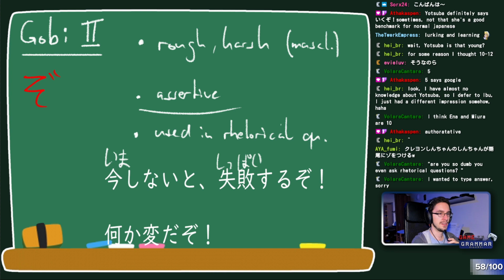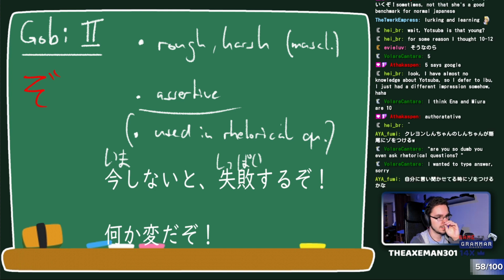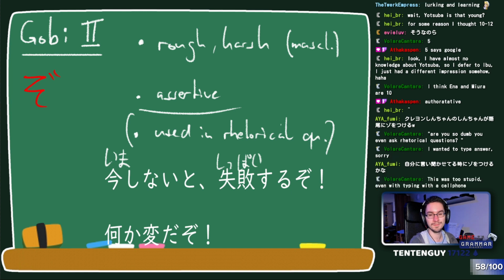Rhetorical questions, right? It also says here that using ぞ for making a rhetorical question is rather archaic. That's probably true. So let's do this more like in brackets, okay? It's more of an archaic usage. So you might still see it. あいつは何者ぞ. 自分に言い聞かせるときにぞをつけるかな? Yeah, I guess when you're trying to hype yourself up as well, or when you're trying to say it to yourself. So yeah.